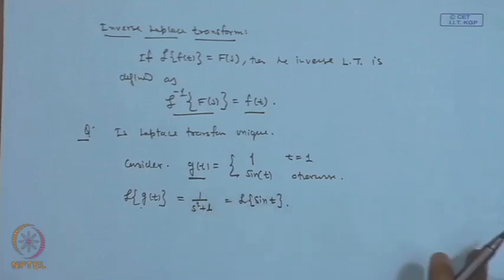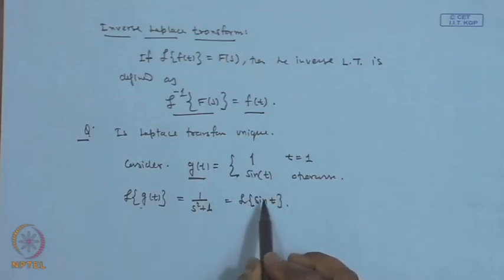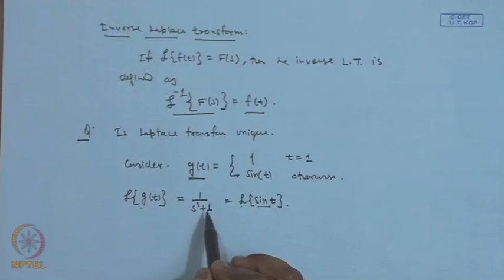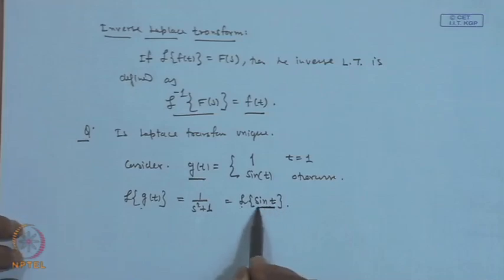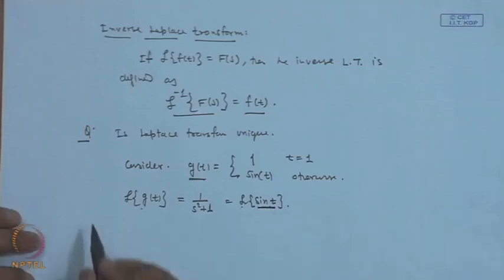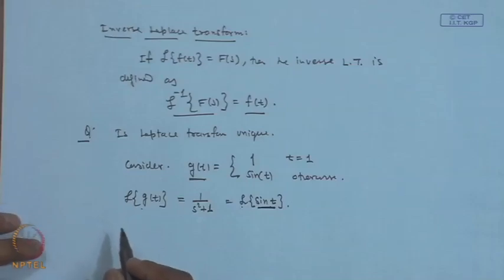But we have uniqueness in the sense that corresponding to this sin t, which is a continuous function, the Laplace of sin t is 1 over s squared plus 1. So we cannot have any other continuous function whose Laplace transform is 1 over s squared plus 1. So we have uniqueness of the Laplace transform up to continuity, and this result is also called Lerch's theorem.